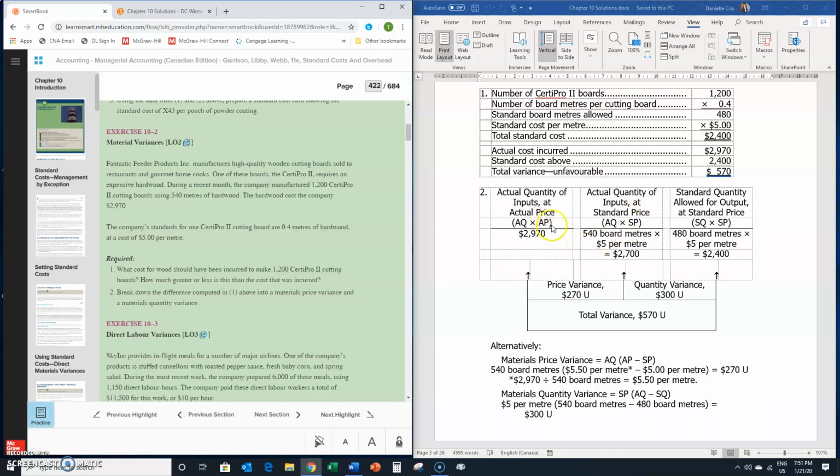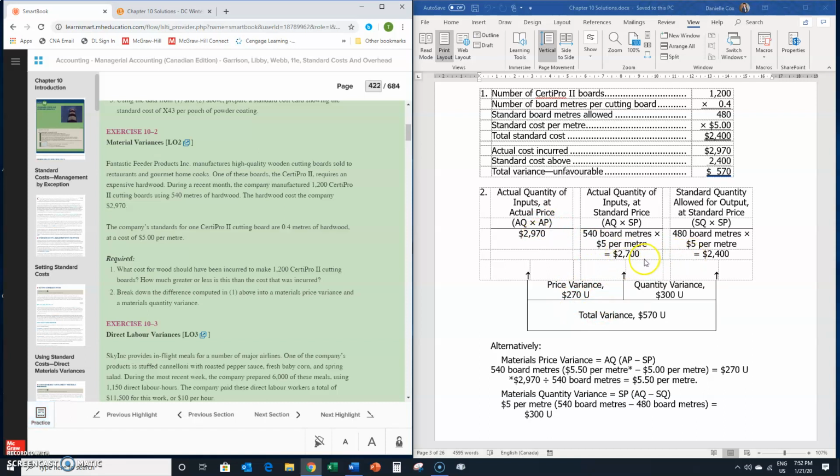So the actual amount that we used, $29.70, is higher than if we had used the standard price. So that means our price variance is negative. So you just subtract the two numbers, but it's a negative variance because our actual was higher.